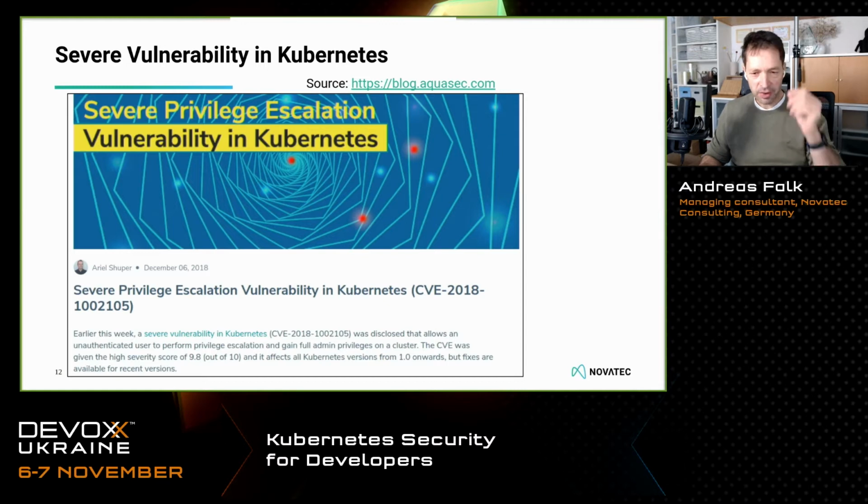So as you can see here, that CVE, for example, was 9.8 out of 10 as a severity score. But we have already also seen CVEs that had, in fact, 10 as a score. So the highest score that is possible, at least.